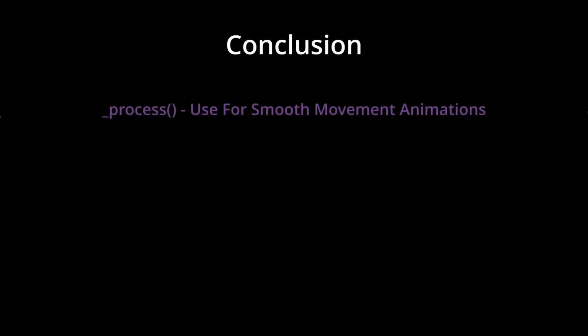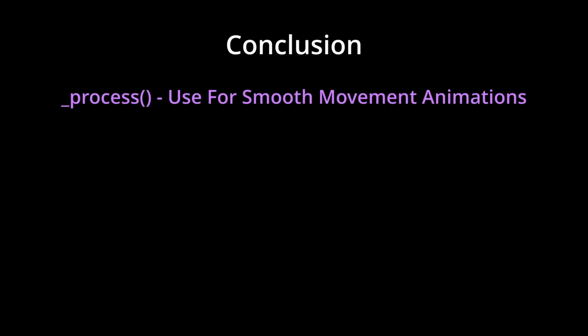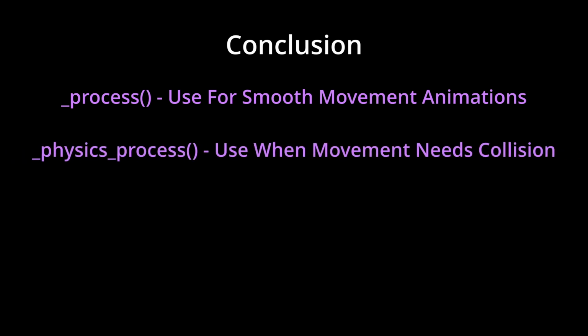Conclusion. Now you're an expert at these two functions. Let's again just memorize this simple rule. Use process function for smooth animations that don't use the physics engine and don't need to interact with other things. Use the physics process function for nodes that do need to interact and collide with other nodes in the level.